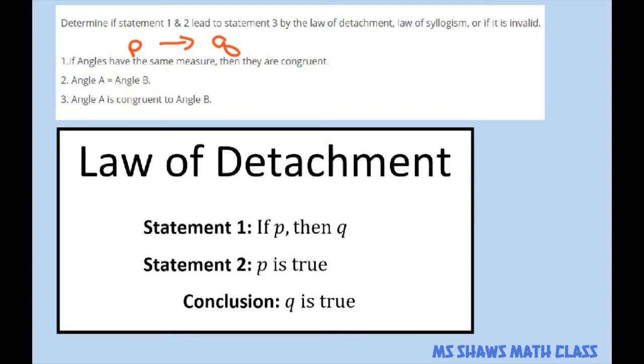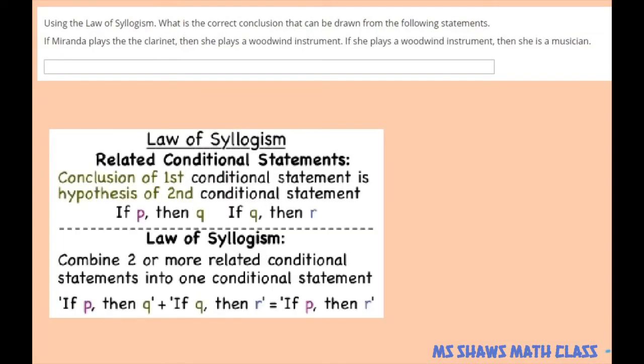All right. If angles A and B equal each other, so that means P is true. That means angle A is congruent to angle B, and Q is true. So that's called law of detachment. The conclusion is true.